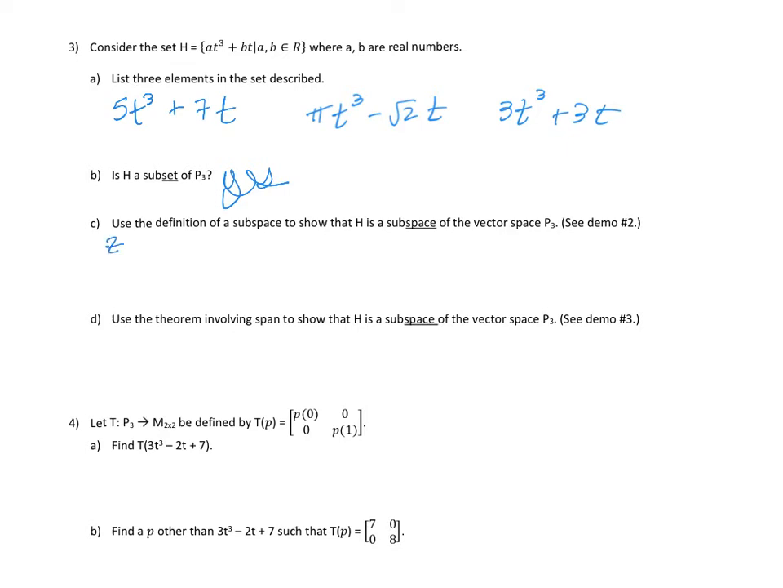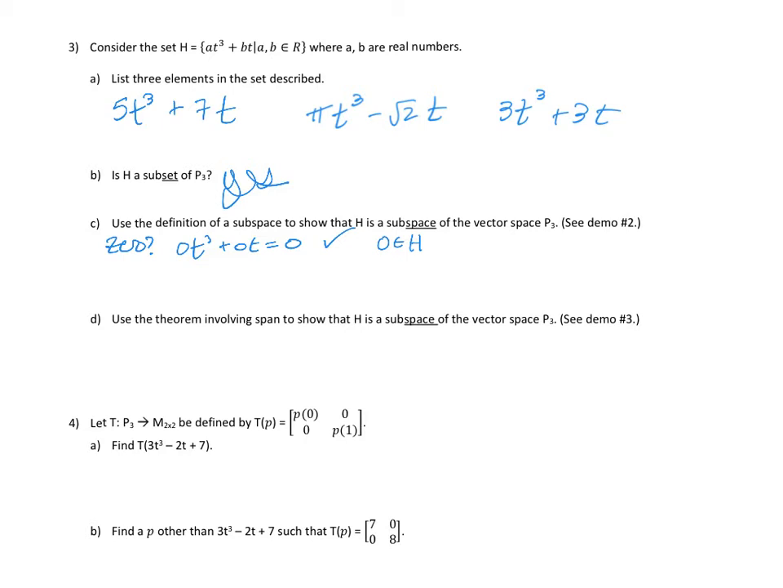So 0. Well, if I make a and b both 0, you get 0t cubed plus 0t, which is 0. Check. So 0 is in H. Okay, 0 is an element of H. 0 is in the set.